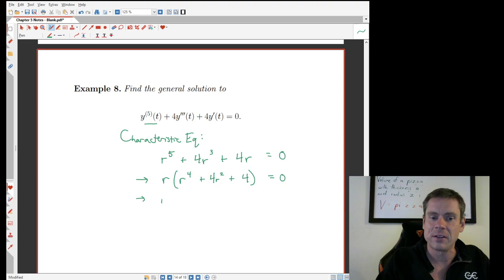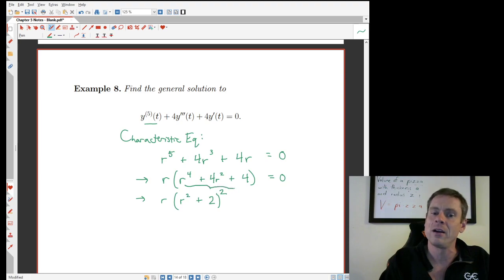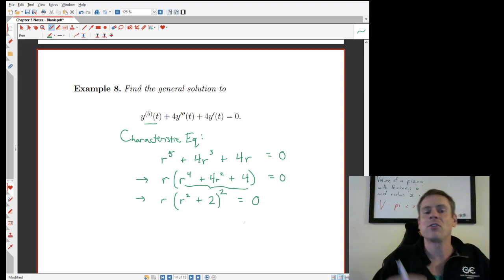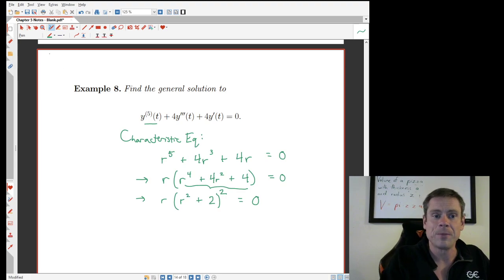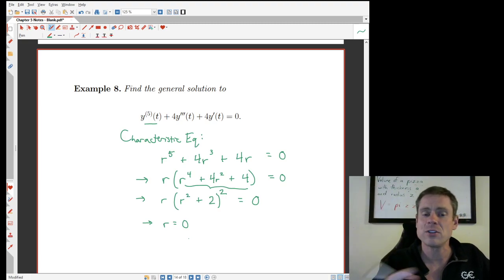If I try to factor this last piece down, I think I get (r squared plus 2) squared, thinking of this as a perfect square in the variable r squared. And you could multiply this back out to verify it for yourself, but I think it's pretty clear there. Equals 0. So I have r times (r squared plus 2) squared equals 0. All right, let's see what this means. It looks like r equals 0 is going to solve this thing. And it's pretty easy to see that when you sub it into the characteristic equation, r equals 0 makes left side equals right side. So that's fine.